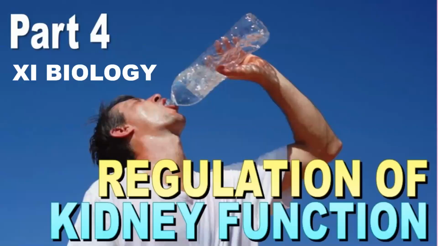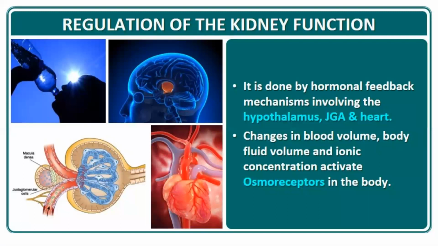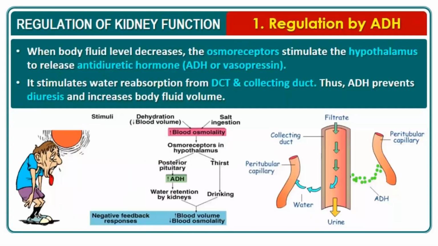Welcome students to the fourth part of grade 11 biology chapter 19, and in this video we will discuss the regulation of kidney function. It is done by the hormonal feedback mechanism involving the hypothalamus, JGA and heart. Changes in blood volume, body fluid volume and ionic concentration activate osmoreceptors that are present in our body.